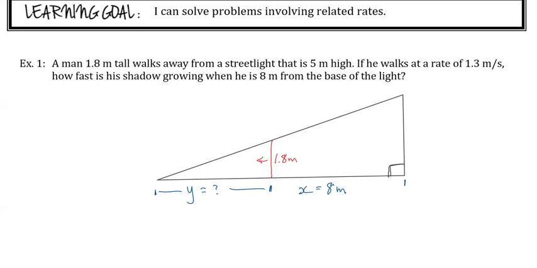So that's this distance, the change in this distance, right? It's not the change in this distance, it's the change in this distance. So that's dx by dt. And is it positive or negative? He's walking away from the street light, so this distance of 8 is growing, so it's positive 1.3 meters per second. What else do I know? There's one more thing that I'm missing.